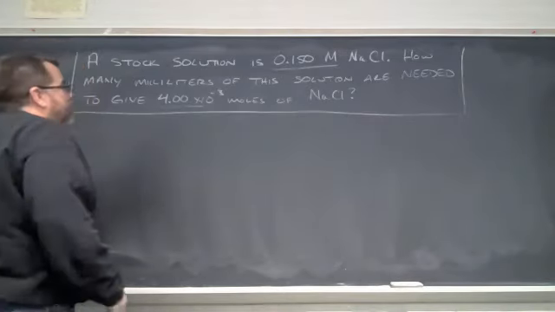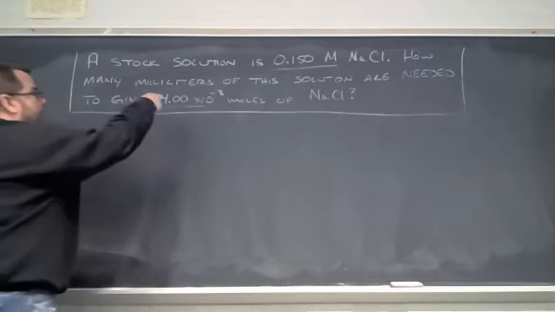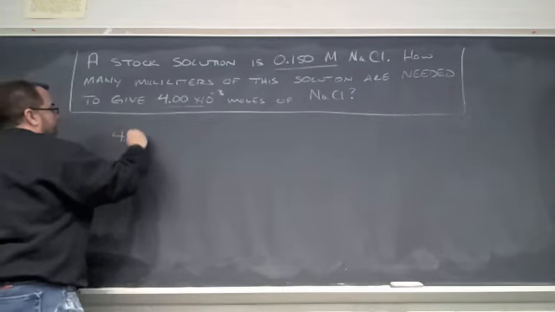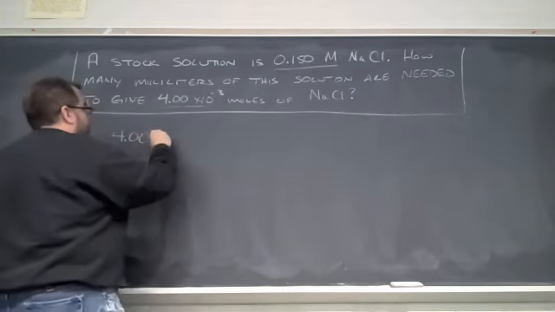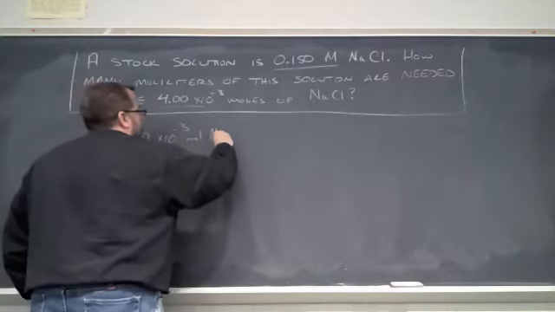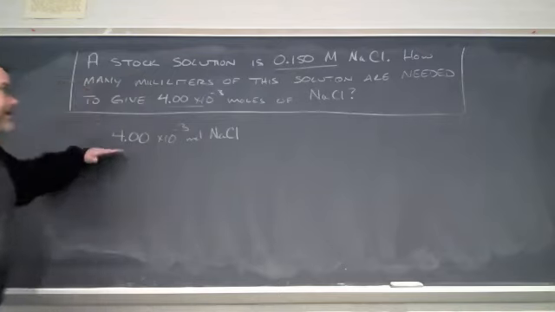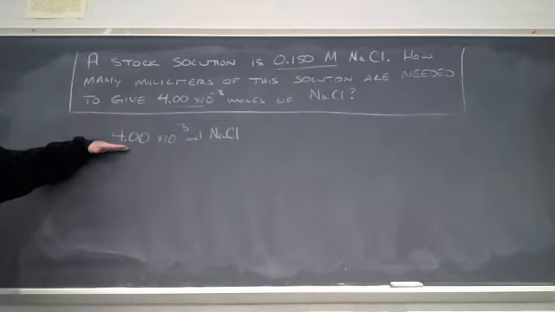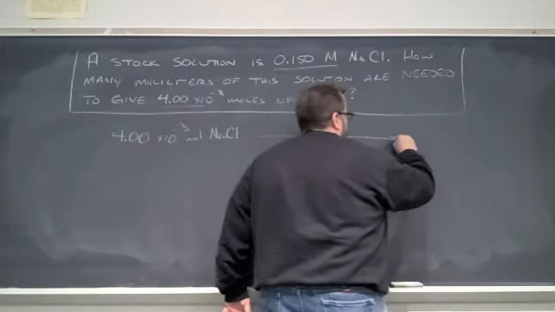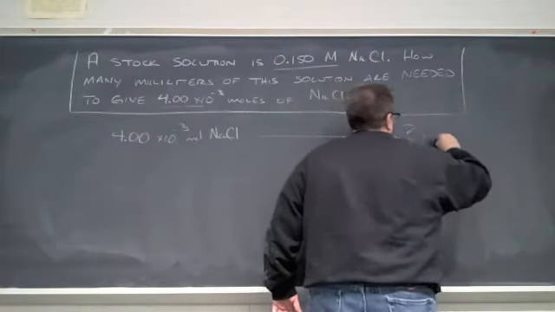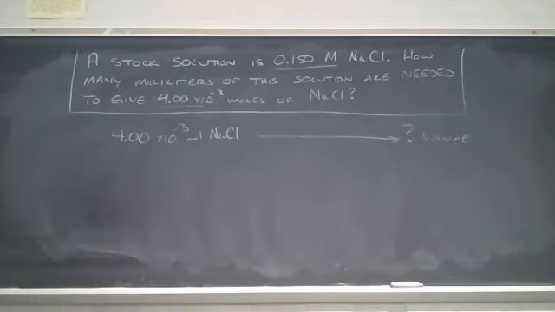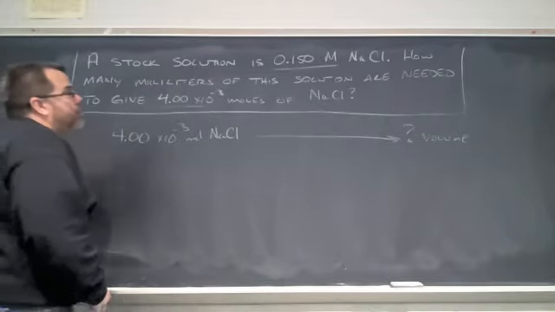Okay, so for dimensional analysis, we take what we want to get, what we know about our solution. We know that we need 4.0 times 10 to the minus 3 moles of sodium chloride and we're trying to determine what volume would be required. Okay. So we can use this.